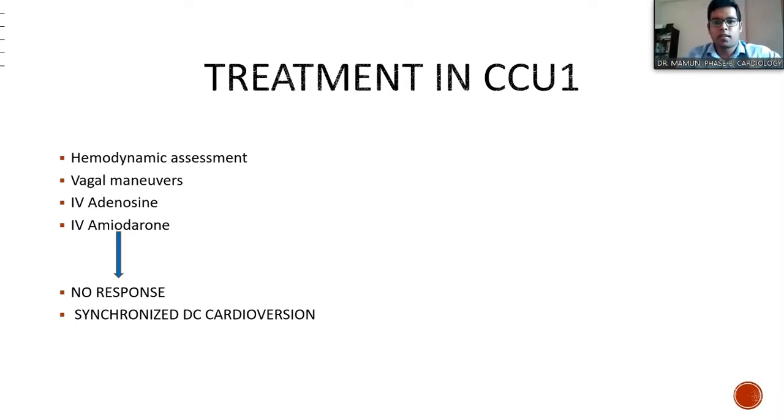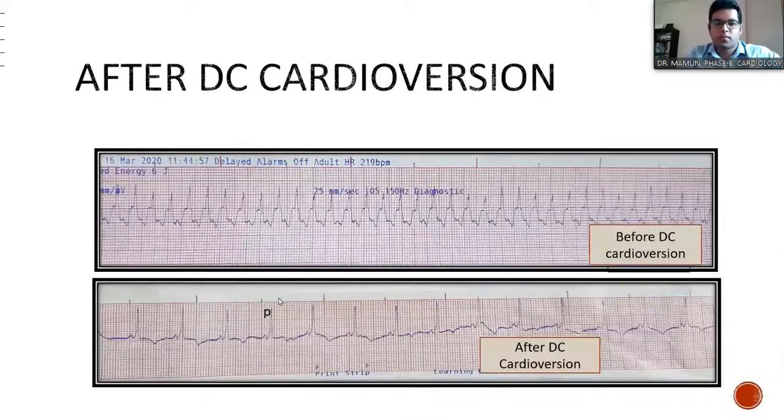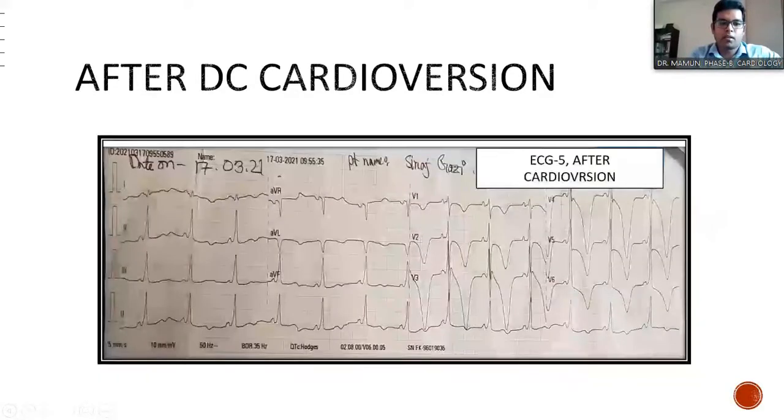Now let's see what happened after DC cardioversion. This is the ECG before cardioversion, and this is the ECG after DC cardioversion. This is the rhythm strip, and then we took another ECG showing the rate is about 70 beats per minute. Rhythm is regular.